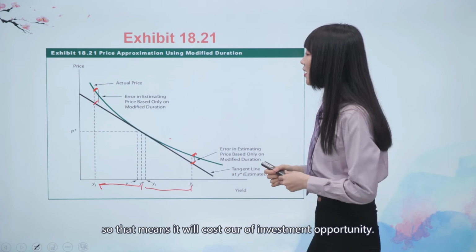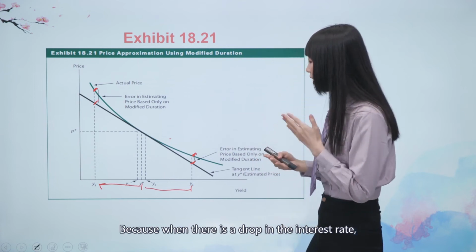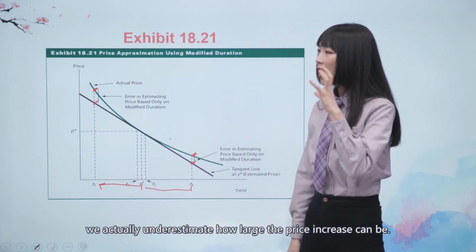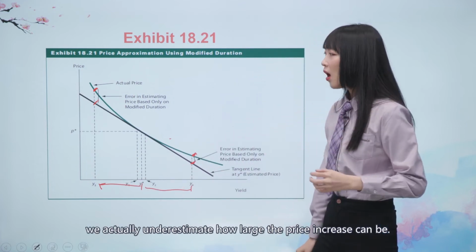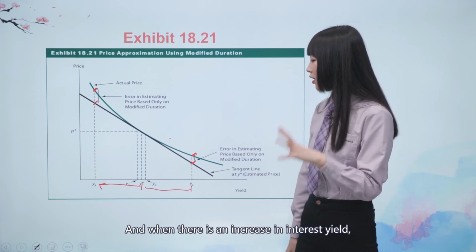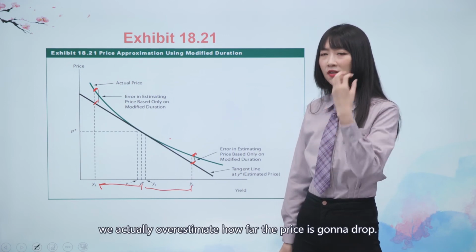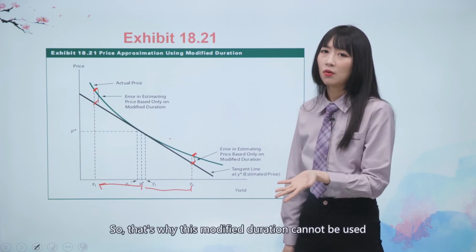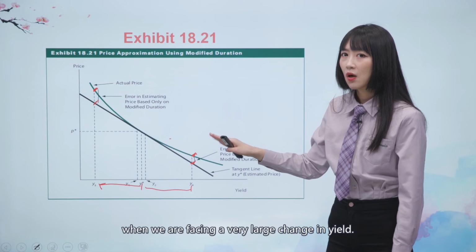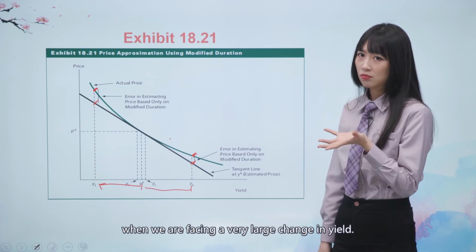So that means it will cost our investment opportunity, because when there is a drop in the interest rate, we actually underestimate how large the price increase can be. When there is an increase in interest yield, we actually overestimate how far the price is gonna drop. So that's why this modified duration cannot be used when we are facing a very large change in yield.